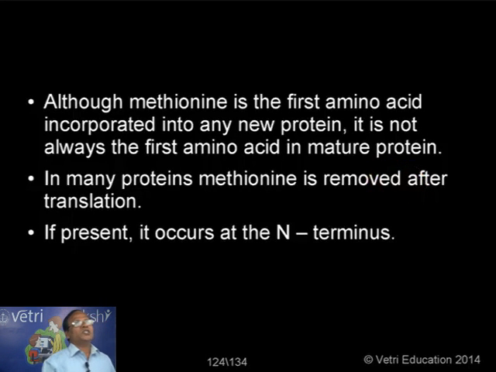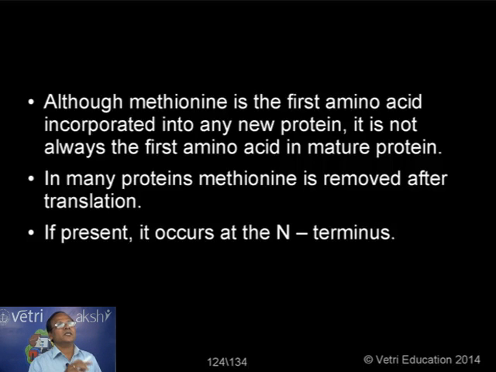Now about methionine: I mentioned already the initiator codon is AUG. So once you have the initiator codon AUG, in all proteins normally we have methionine as the first amino acid. Although methionine is the first amino acid incorporated into any new protein, it is not always the first amino acid in all the mature proteins. You might think that methionine is the first amino acid in all the proteins. It is not so. Though it is the first amino acid being incorporated into any new protein, it is not always the first amino acid in the mature protein.